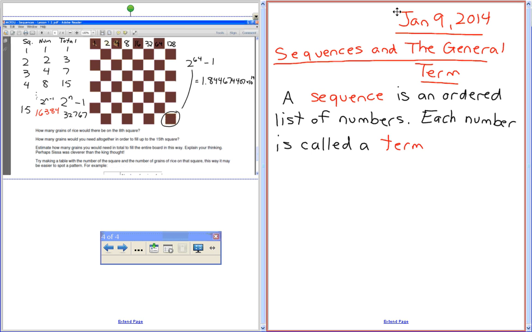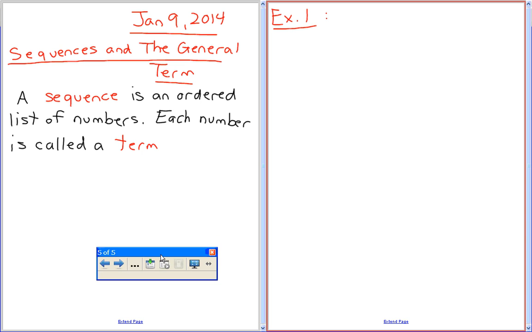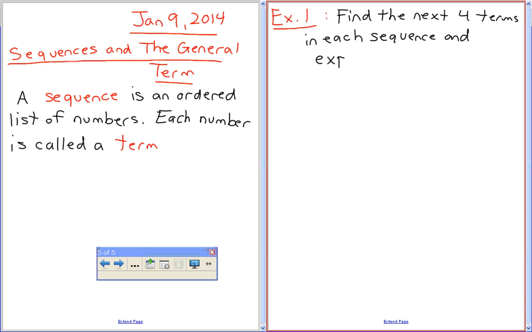Here we go. Example one says, find the next four terms in each sequence and explain why. Okay, we're going to start off with the nice ones and move up to more difficult. I have 5 here. A is 1, 2, 3, 4. I'm sure we'll handle that one today.